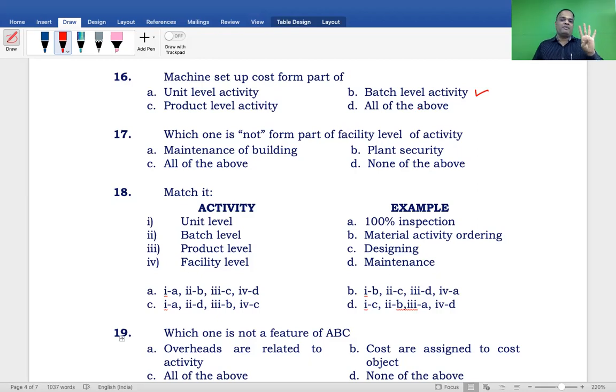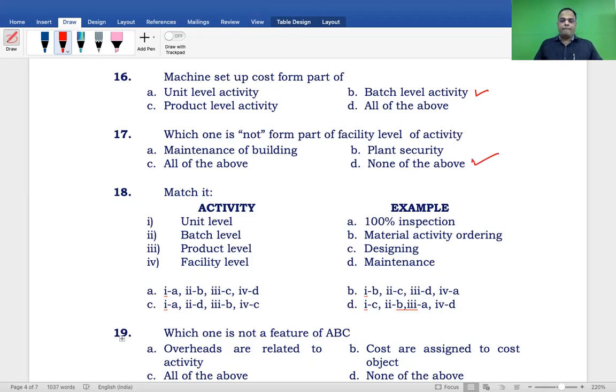Therefore, what are all the 4 types of activities in ABC? Now, got the clarity? Now, which one is not part of facility level activity? Maintenance of building. Maintenance of building is a facility level activity or not? Yes, sir. Plant security. Yes, sir. Therefore, none of the above.